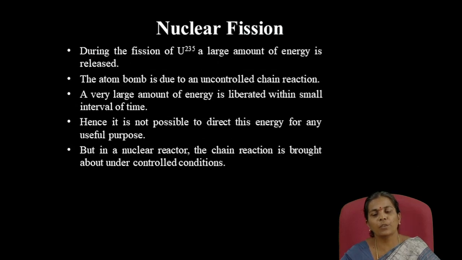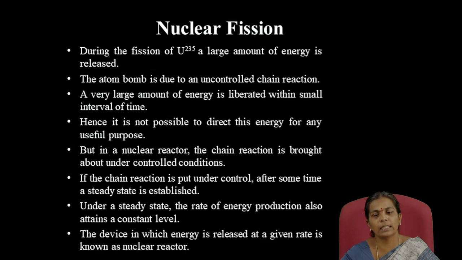During the fission, a large amount of energy is released. The atom bomb is due to the uncontrolled chain reaction. A very large amount of energy is liberated within a small interval of time, so it is not possible to use such a huge amount of energy. The maximum part of the energy is wasted.